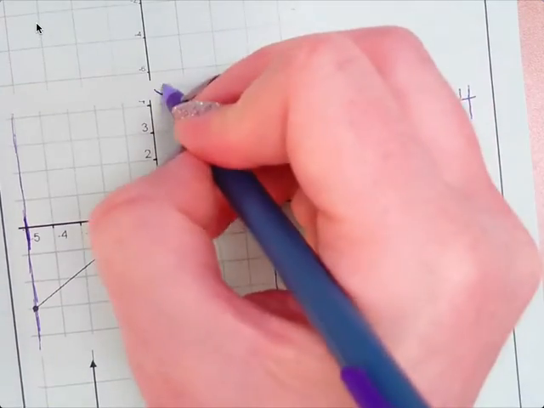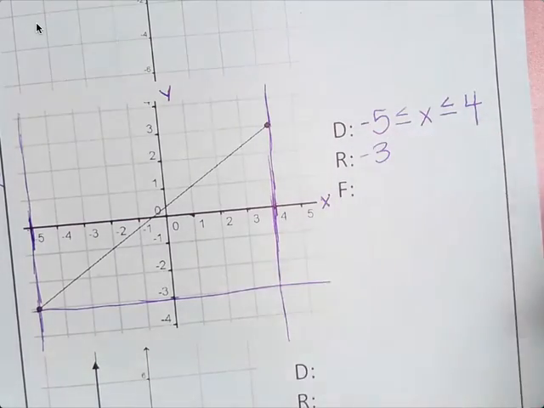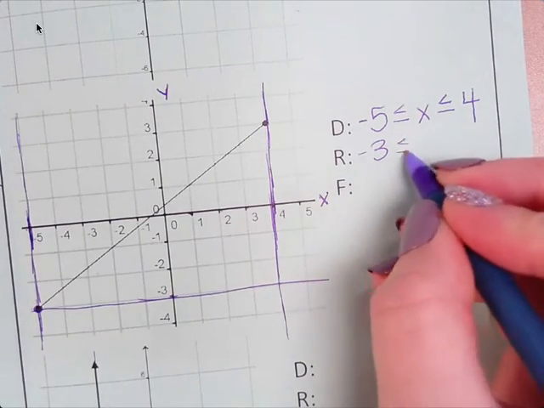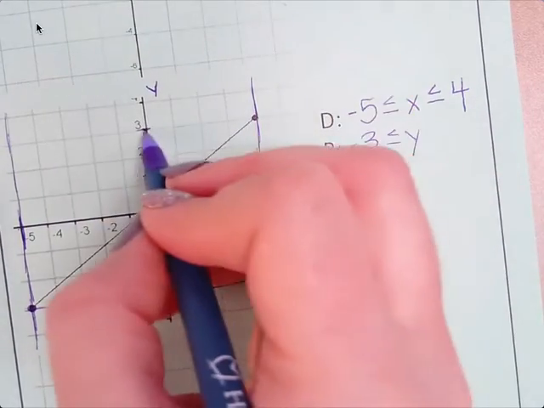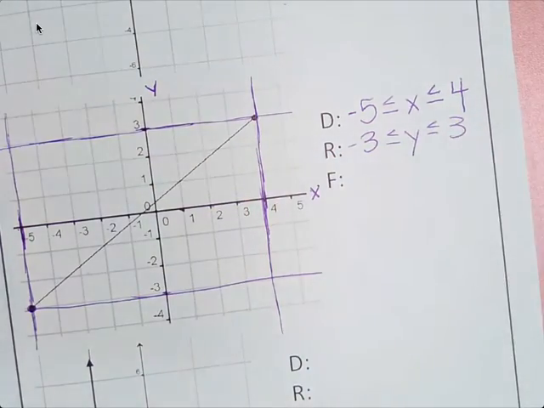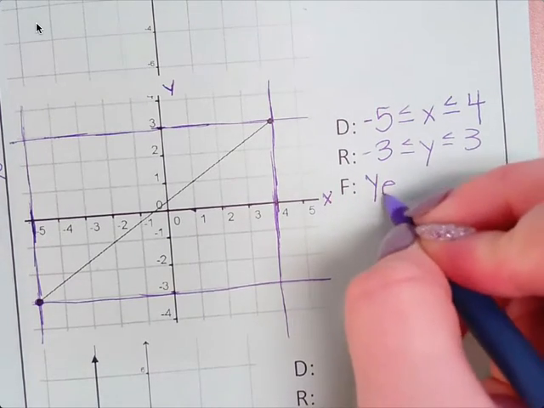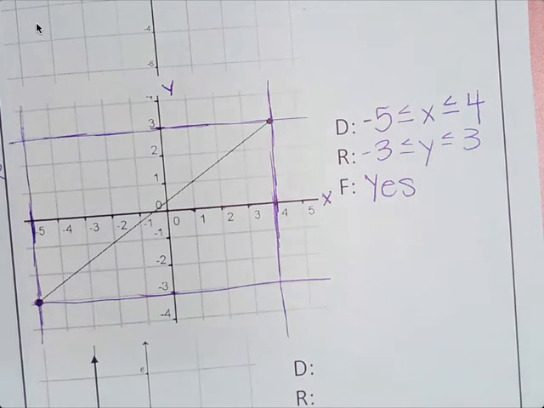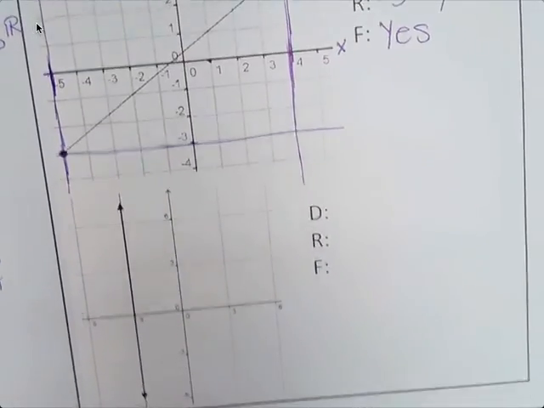Okay, what about the range? How far down can it go on the y-axis? Negative 3. Is it included? Yeah, so less than or equal to y. And then how high up can it go? So less than or equal to 30. Is it a function? Yes. Okay, let's go to the last one.